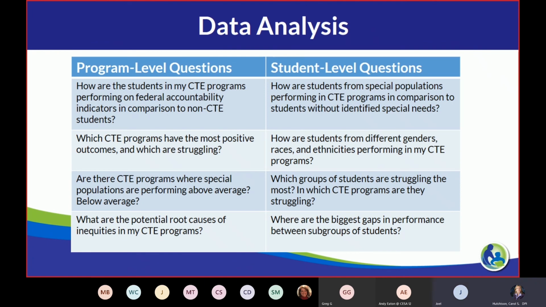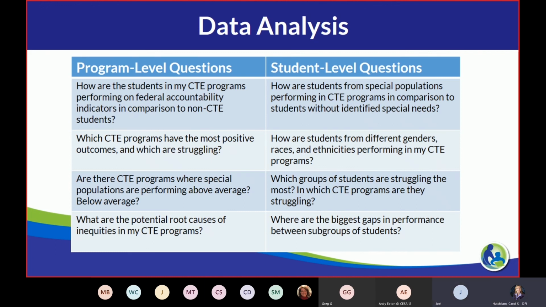You will want to have some questions prepared in advance of these discussions. Here are some questions to consider when analyzing your data. At the program level, ask, how are the students in my CTE programs performing on federal accountability indicators in comparison to non-CTE students? Which CTE programs have the most positive outcomes and which are struggling? Are there CTE programs where special populations are performing average, below average? What are the potential root causes of inequities in my CTE programs?